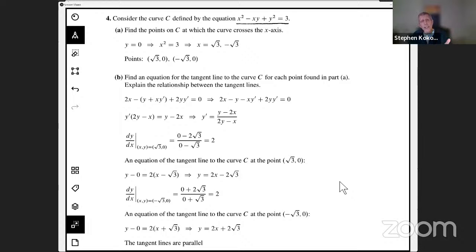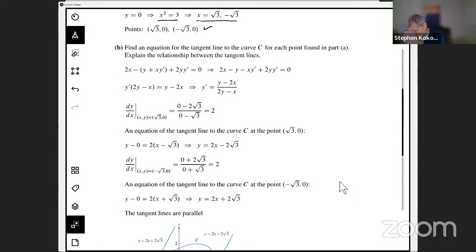Where the curve crosses the x-axis, y would be equal to 0. So I have to come up here to this expression and let y be equal to 0. And son of a gun, that's not so bad. I can solve that and get 2 values of x. There are actually 2 points on this curve where it crosses the x-axis, plus and minus the square root of 3, and 0. Okay, so part B, I asked to find the equation of the tangent line to this curve C at each of the points found in part A.